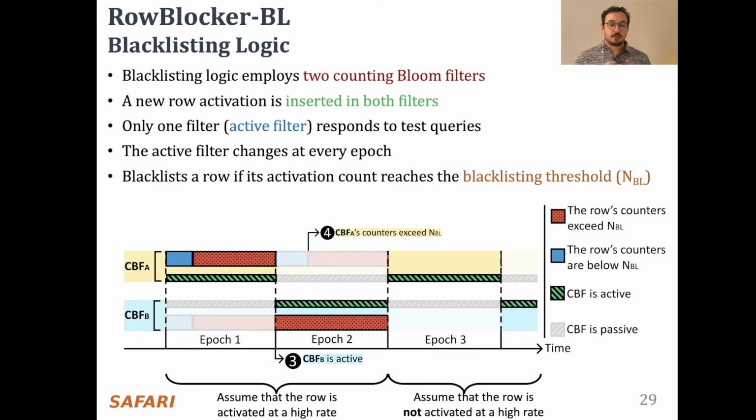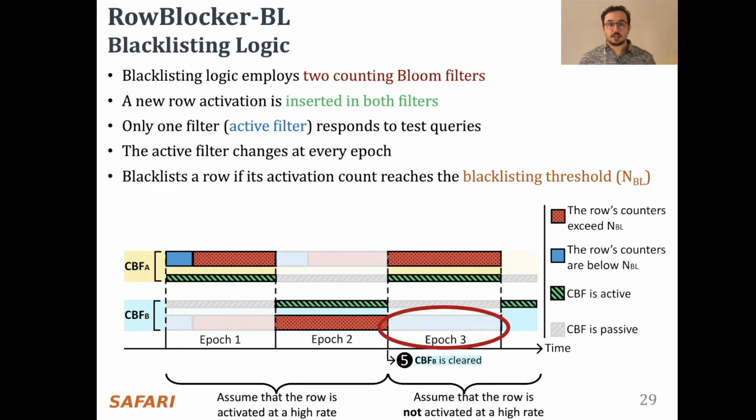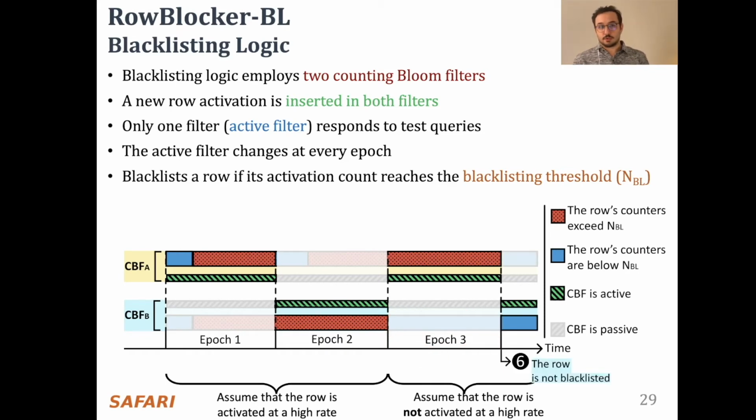And meanwhile, at timestamp 4, the row's activation counters in CBF-A exceed the blacklisting threshold again. At the end of epoch 2 at timestamp 5, CBF-B is cleared, and CBF-A becomes the active filter again, and it immediately blacklists the row because its counters reached NBL at timestamp 4. Assuming that the row is no longer rapidly activated during epoch 3, its counters in CBF-B remain below the blacklisting threshold, and it is no longer blacklisted starting from timestamp 6.